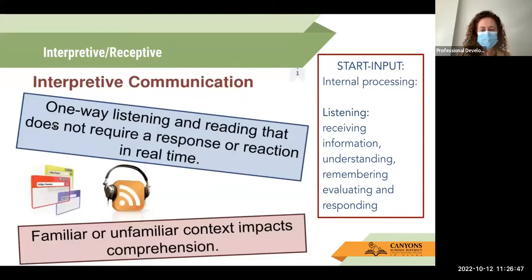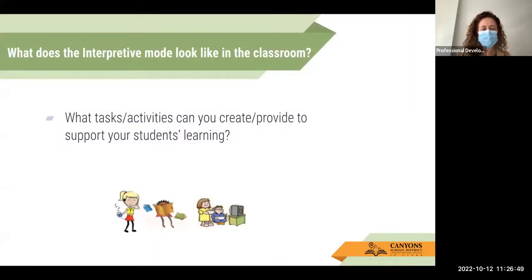Before we go into the next one, think of what task and activity you can create to provide your students with a great learning experience. Remember, it's reading, listening, and viewing authentic material where the students are able to extract some content in order to be used for the rest of the lesson.